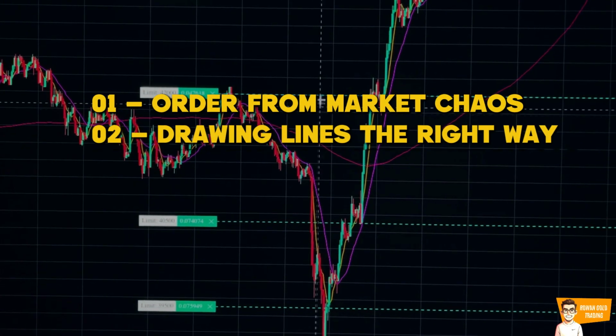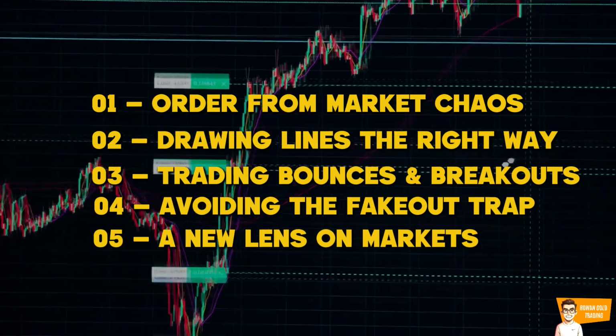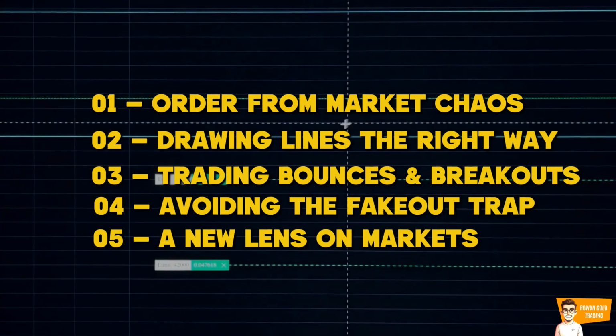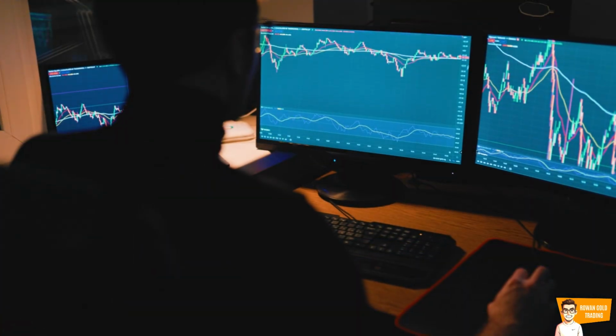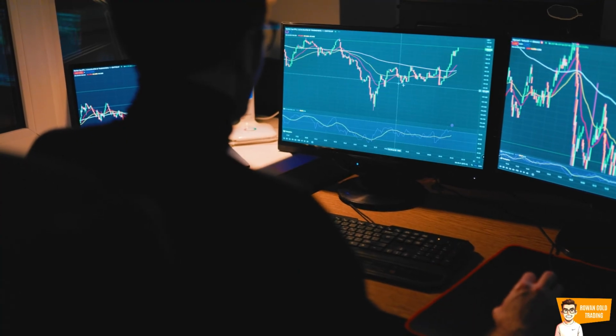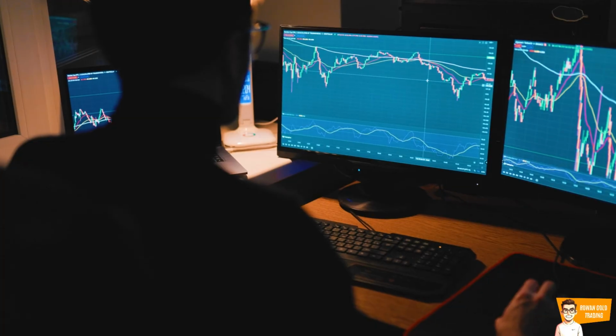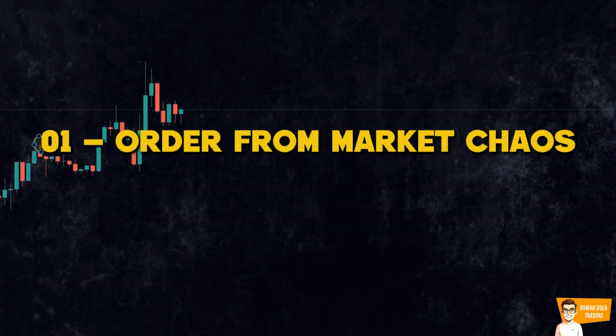All right, so here's what we're going to cover. First, we'll see how trend lines bring order to that market chaos. Then, and this is crucial, we'll get into how to draw them the right way. After that, the fun stuff, trading bounces and breakouts. We'll also cover how to avoid the dreaded fake out trap. You know the one I'm talking about. And finally, we'll see how this all gives you a completely new lens to view the markets. So let's jump right in.